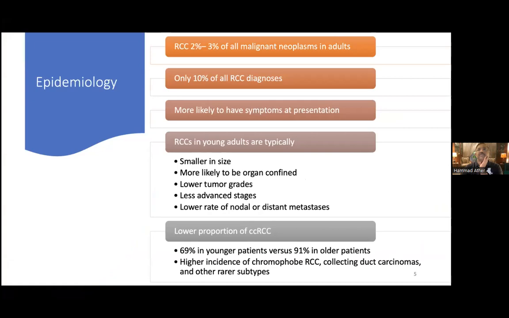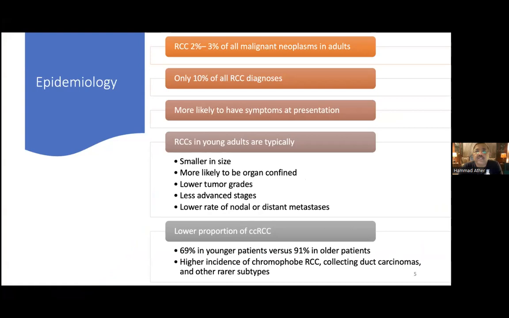So, we know that renal cell carcinoma is not a very common cancer. It's about 2 to 3% of all adult cancers. But the young adult RCC is even rarer. So about 10% of the RCCs are seen in the younger adults. But there are certain differences that we need to understand.